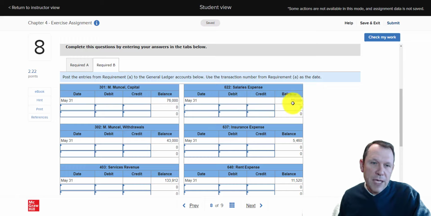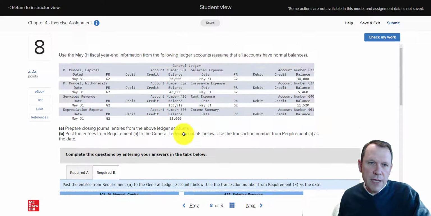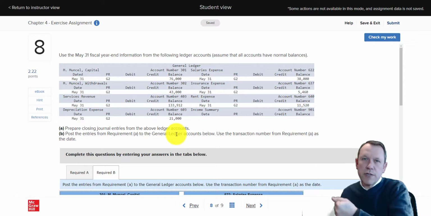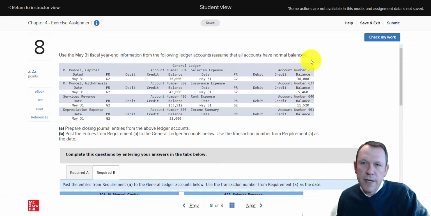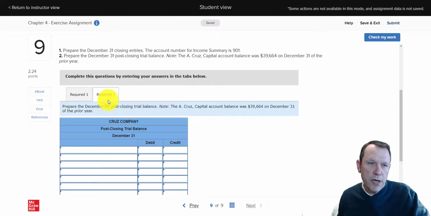So they have beginning balances. We're going to close those out, and really at the end they'll be zeroed out, right? Income summary will be part of this as well. We'll see how the income summary has the revenues, the expenses, then how it closes to capital, all in this number 8 here. So that kind of shows you how it goes through there.